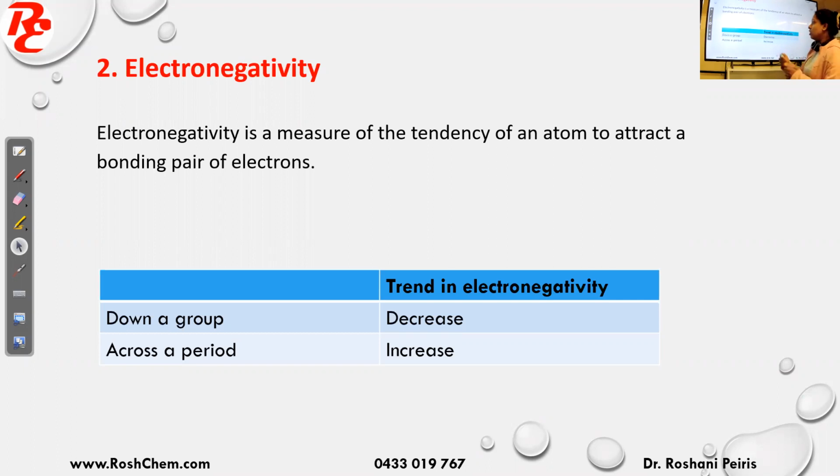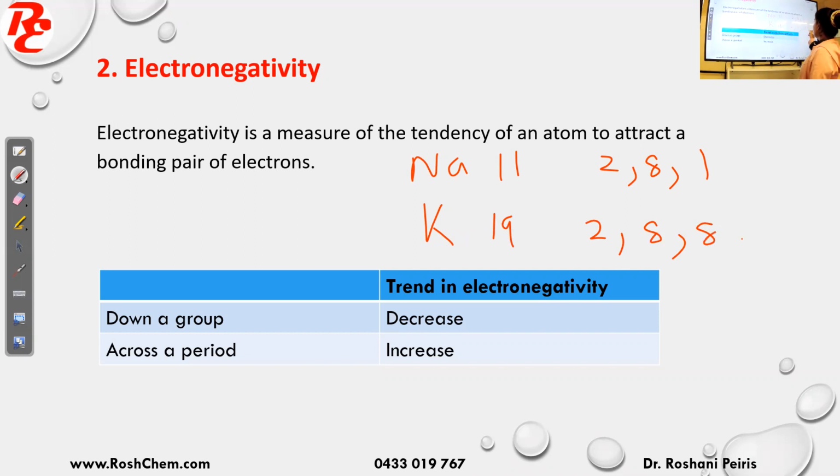The reason is, when you go down a group, if you take the same group, like group 1, in group 1 you have sodium and potassium. We'll just take these two elements. If you write the configuration, sodium is 11, which means 2, 8, 1. Potassium is 19, so that is 2, 8, 8, 1. So what you can see is when you go down the group this way, the number of shells is increasing.